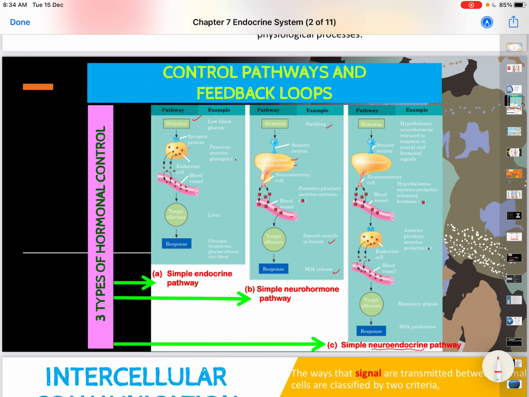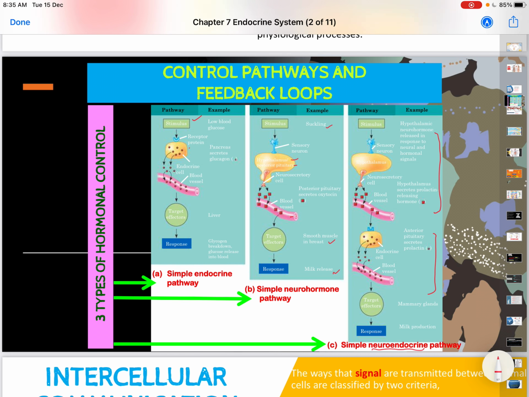The sensory neuron in the hypothalamus will cause the neurosecretory cell to produce a hormone. This hormone will transfer into the bloodstream, and then it will be detected by the endocrine cell. This endocrine cell will release the hormone, go into the bloodstream again, and go to the target effectors, and then produce a response. So if you can see, there are two times the hormone enters the bloodstream. So let's see the example.